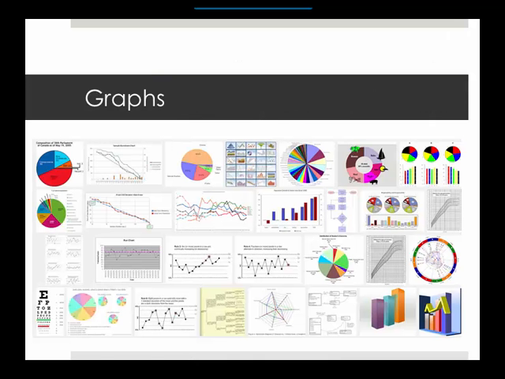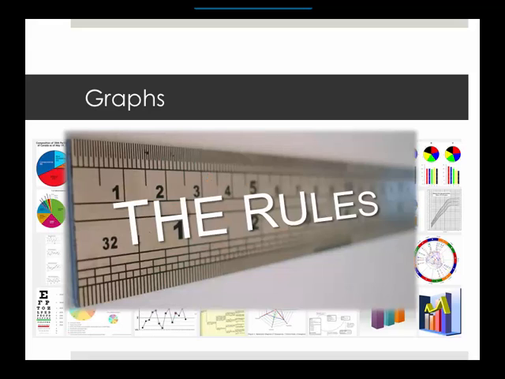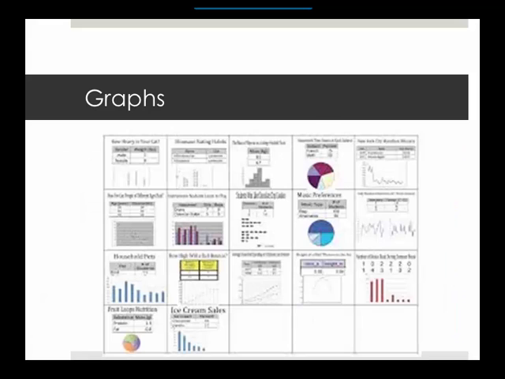The different types of graphs we have been through are the most common. Always remember the rule for reading and presenting graphs.